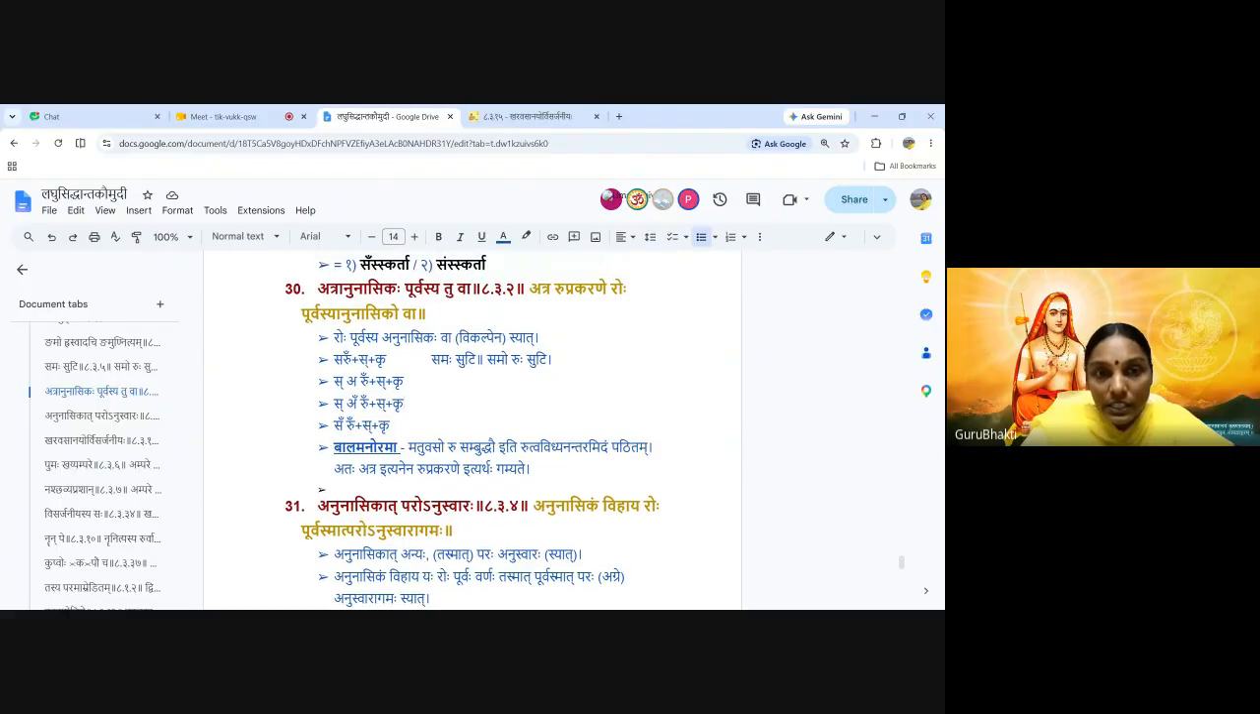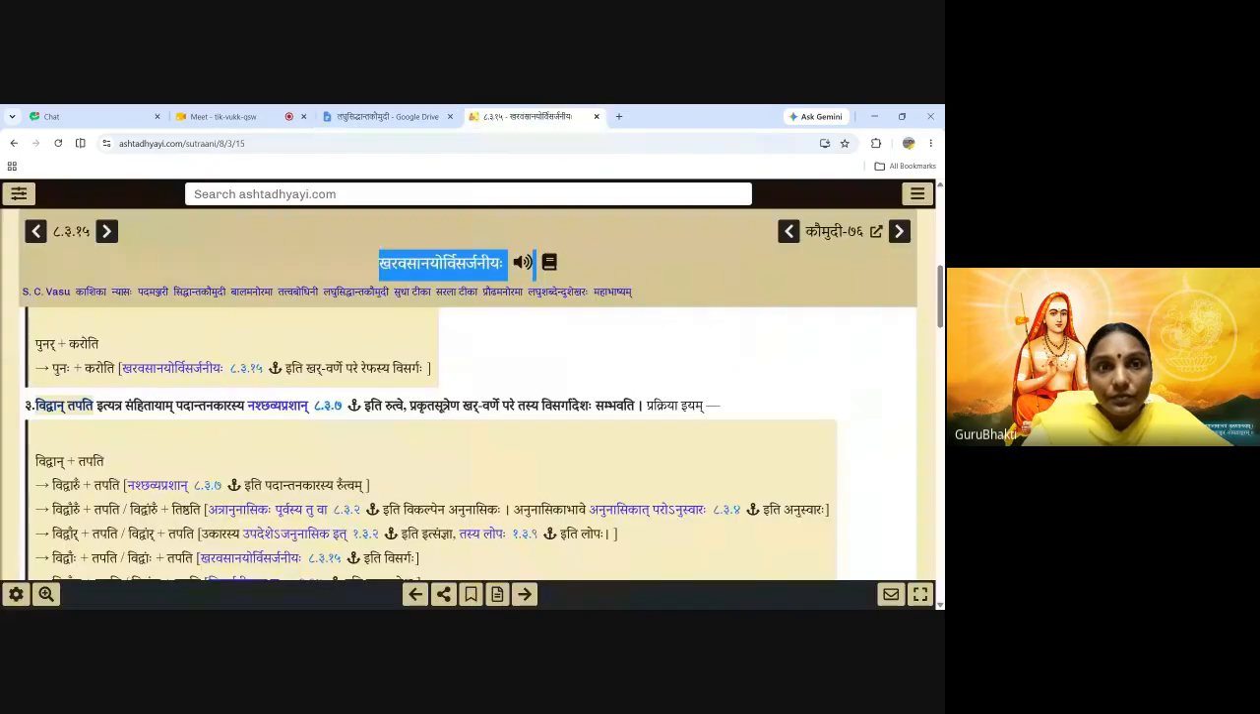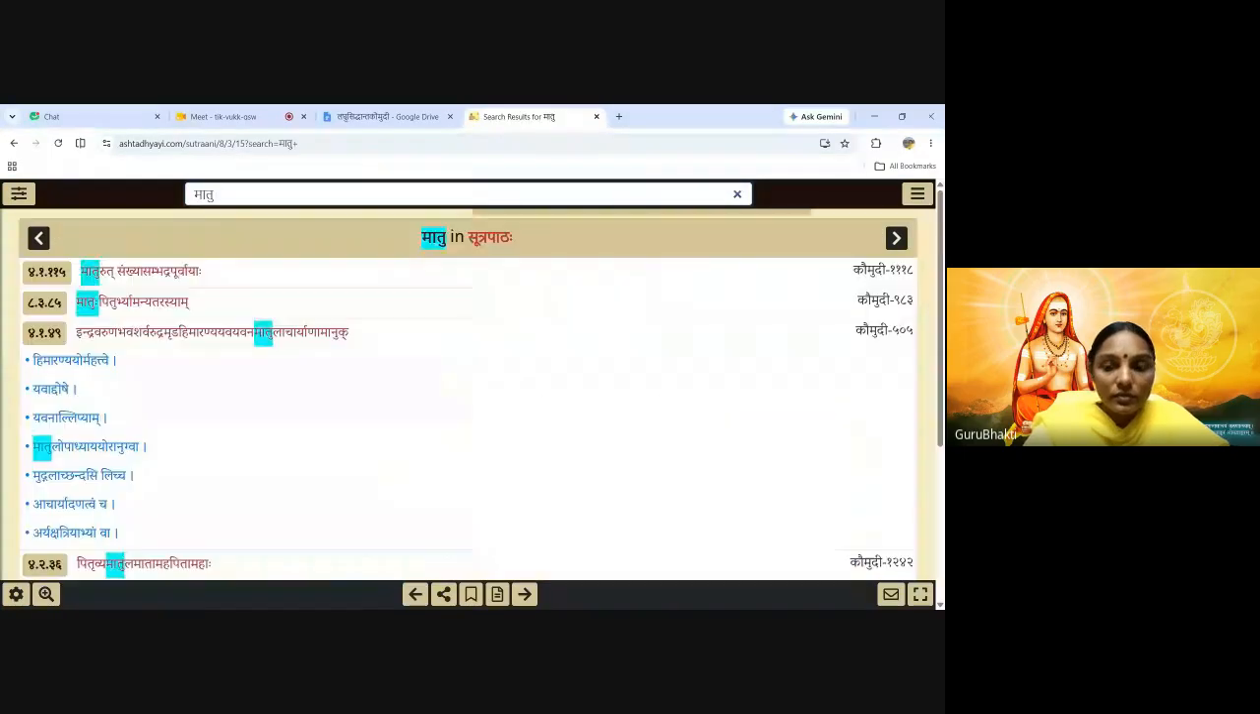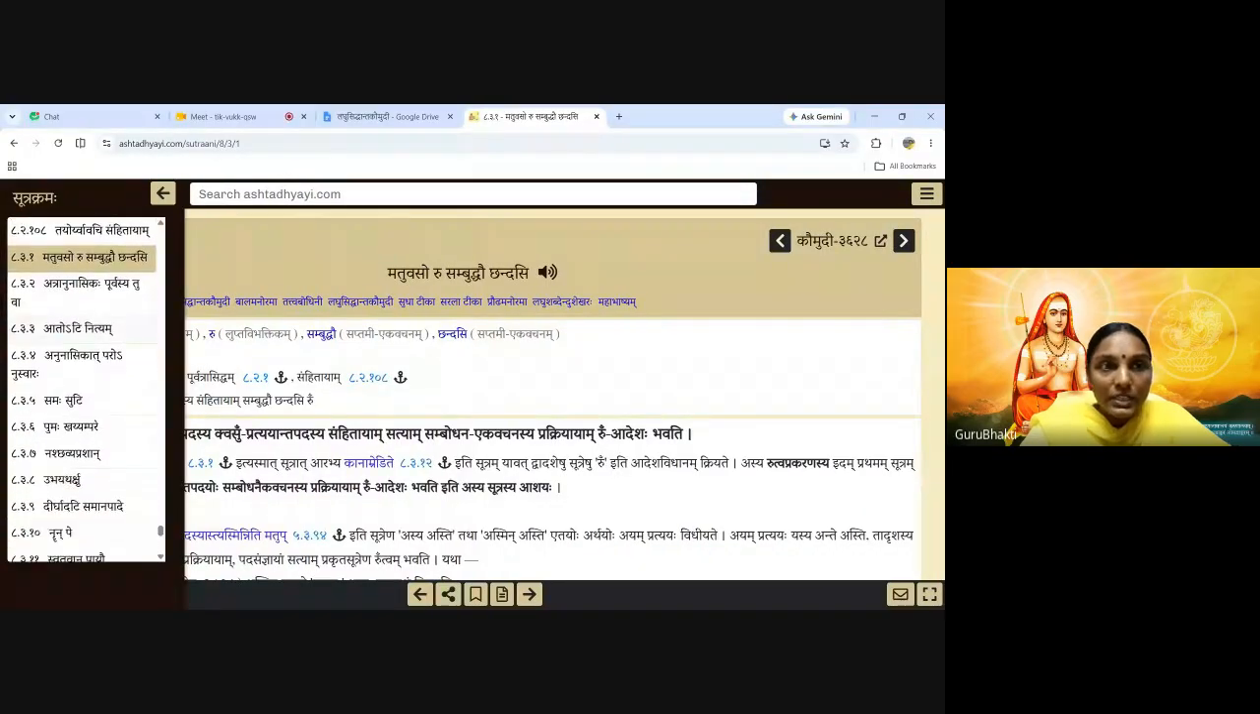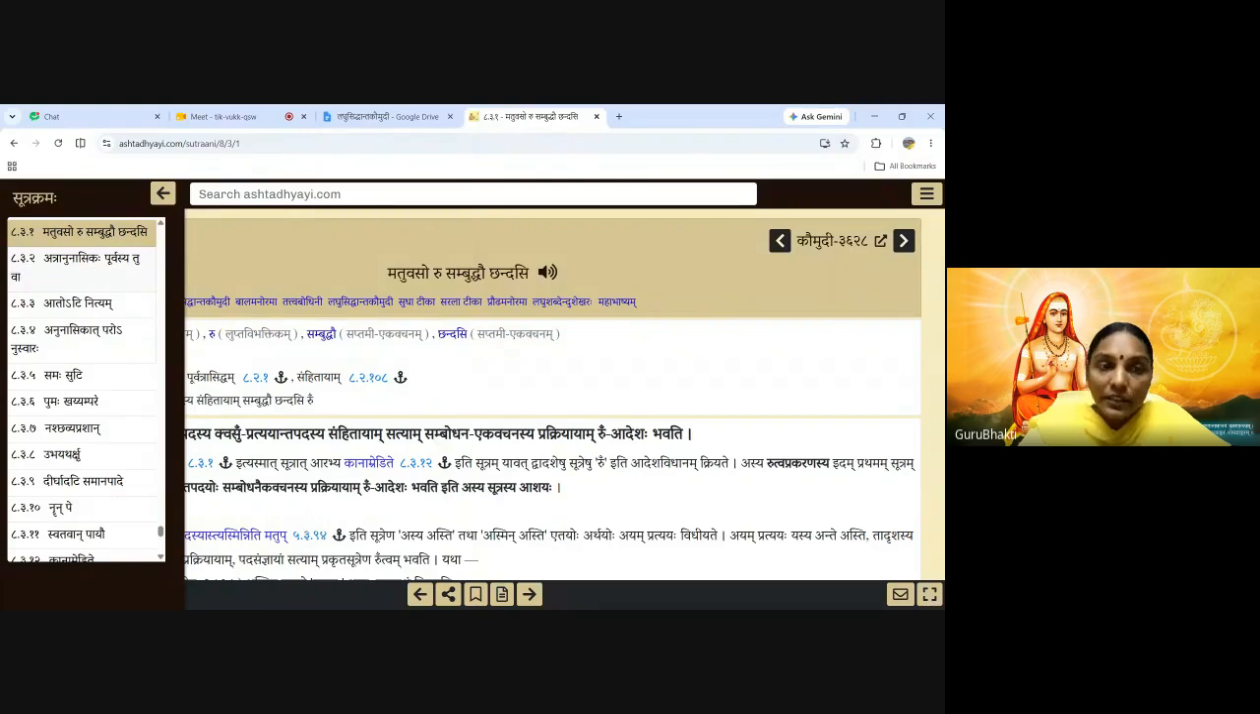Is this sutra clear? Is this explanation clear? Atra ru prakarane. What this means is, in Ashtadhyayi, Matuvaso ru sambuddhau, from this sutra onwards, this Rutva Prakarana will start. This is the sutra we are seeing, atra anunasikah purvasya tu va. The just previous sutra is Matuvasoru Sambuddhau Chandasi. From there onwards, this Rutva Prakarana has started.